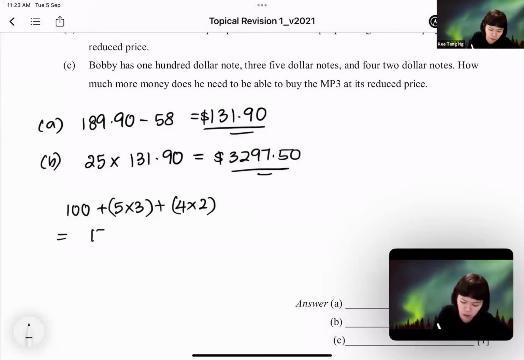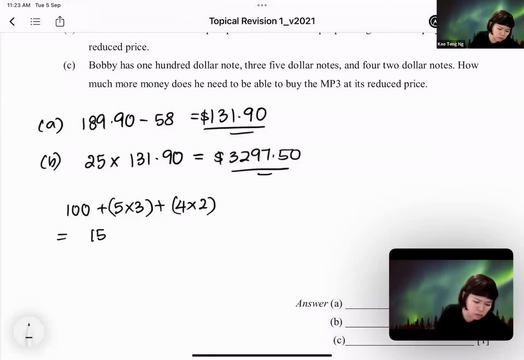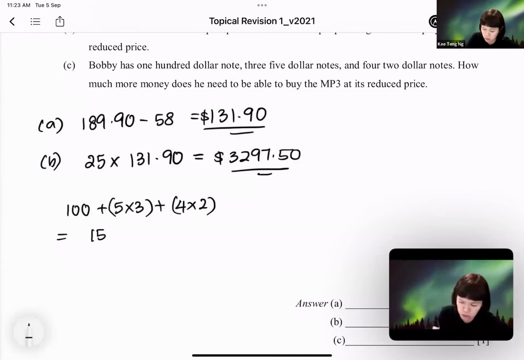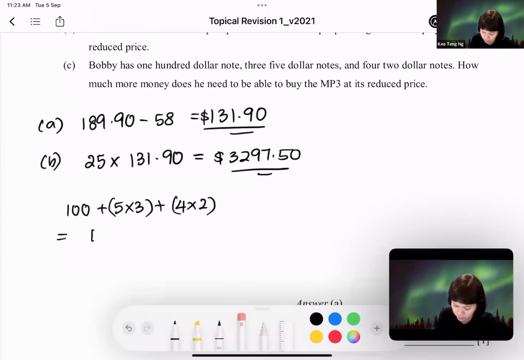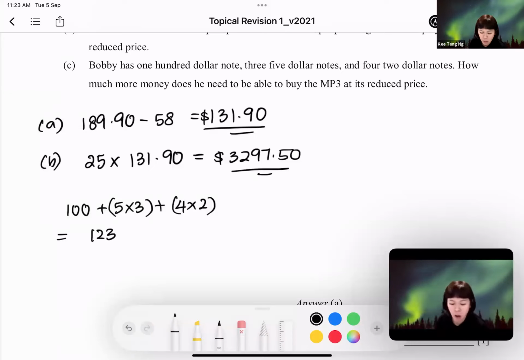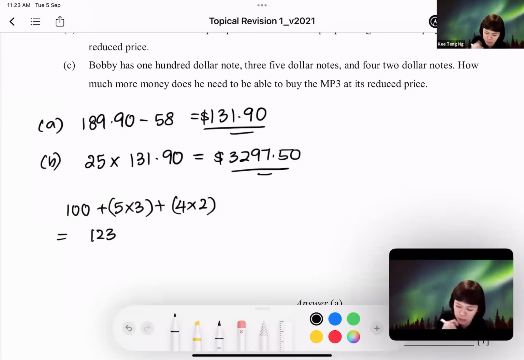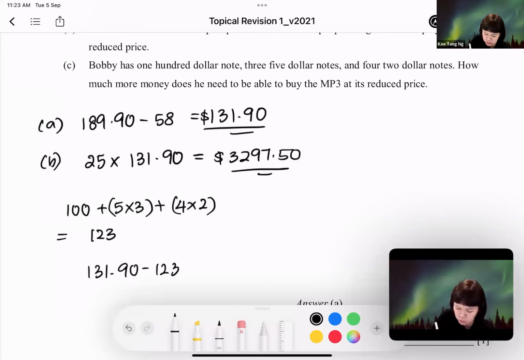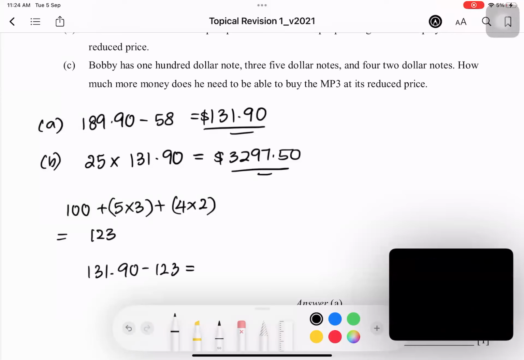Okay, I get 100 plus 5 times 3 plus 4 times 2. That gives me 123. Is that right? And how much more money does he need to buy the MP3 player at the reduced price? 131.90 minus 123. That gets your answer. $8.90. Yes, thank you very much.